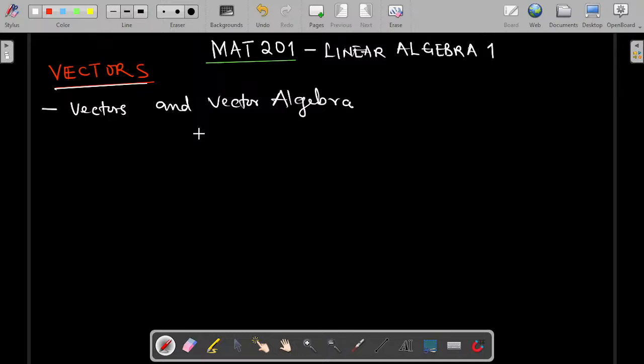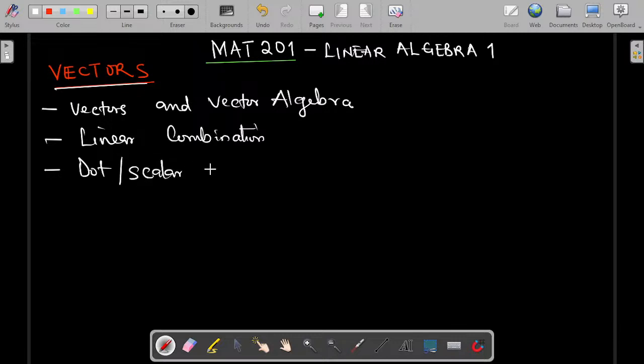Vector algebra. Then we have linear combination of vectors. So what does it mean to combine vectors linearly? And then we will look at dot product, which is also called scalar product, and you can call it inner product, any of these three names. So, inner product of vectors.